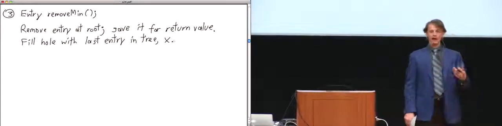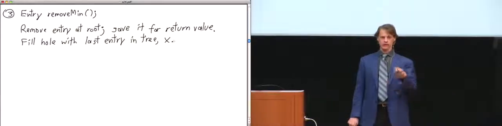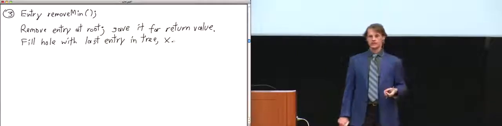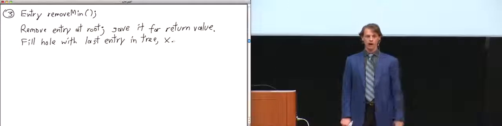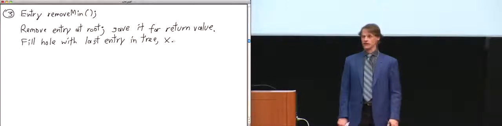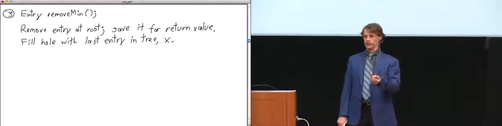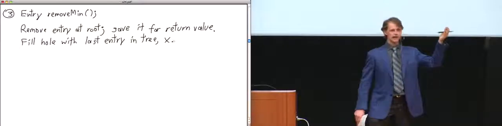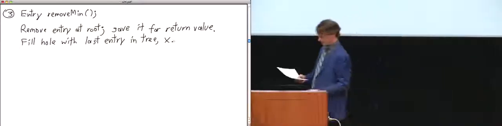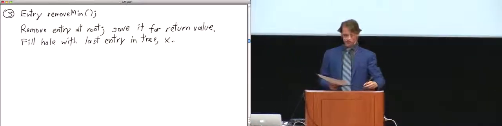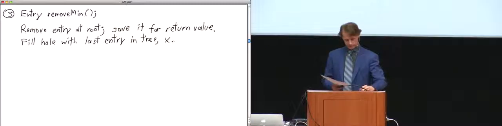So now we have a complete binary tree again. We've moved the last node to the root. The shape of the tree is good. The heap order property is almost certainly not good because we've just taken a node that's probably really big and moved it to the root where we're supposed to have the entries that are smallest. So we need to fix that, and we fix that by bubbling X down the heap.